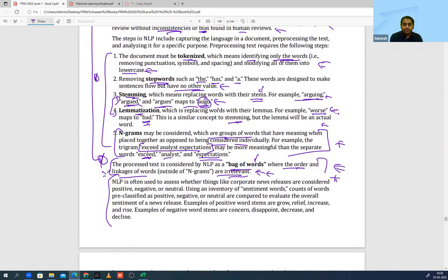So how is NLP used? For example, there is a corporate news which is being released, and you will take a decision on the basis of whether it is positive, negative or neutral. इसका मैं example बताता हूँ.